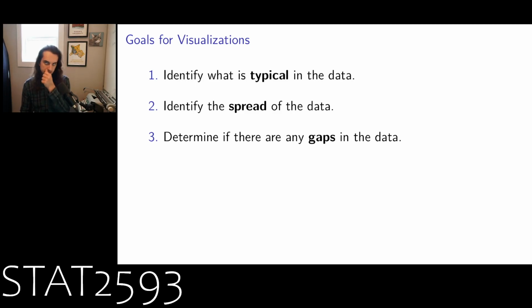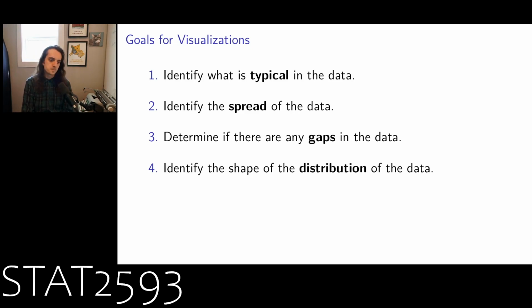We can determine if there's any gaps in the data, right? And maybe this is for the process of discerning, was the data collection good? But it's also, are there particular values that we might have expected to see that we're not seeing, which might be interesting to us? Or maybe we are seeing values where we wouldn't have expected to see some, and maybe that's interesting to us as well.